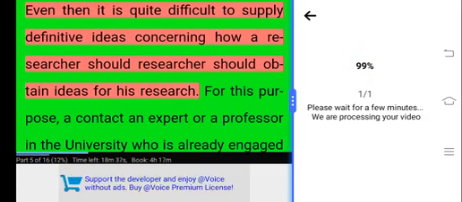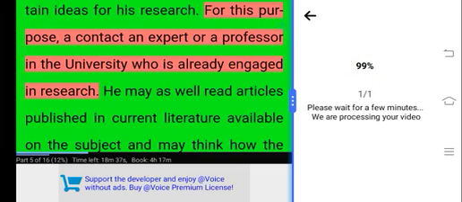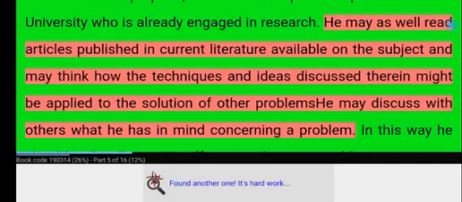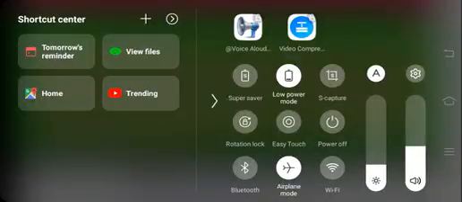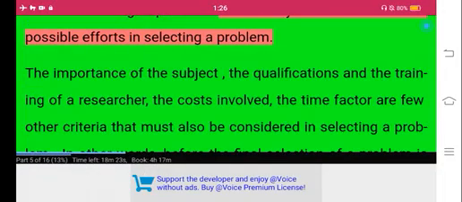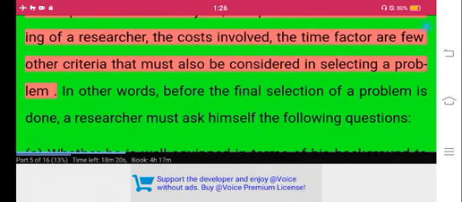for his research. For this purpose, contact an expert or a professor in the university who is already engaged in research. He may as well read articles published in current literature available on the subject and may think how the techniques and ideas discussed therein might be applied to the solution of other problems. He may discuss with others what he has in mind concerning the problem. In this way he should make all possible efforts in selecting a problem.